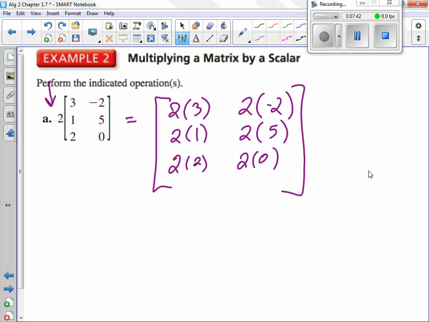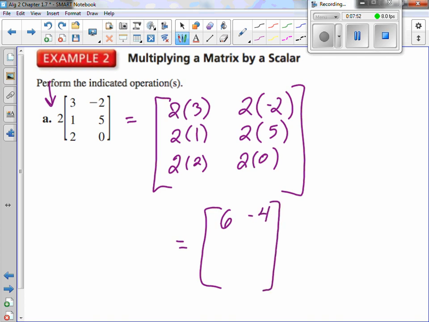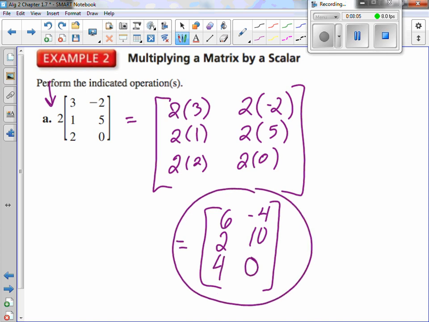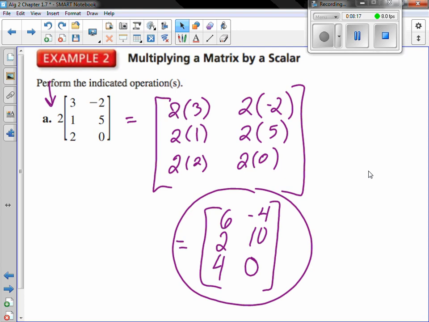And then we can simplify, because 2 times 3 is 6. 2 times -2 is -4. 2 times 1 is 2. 2 times 5 is 10. 2 times 2 is 4, and 2 times 0 is 0. And that's it. That's all we have to do for this here. So scalar multiplication is not that bad, is it? No? Okay.